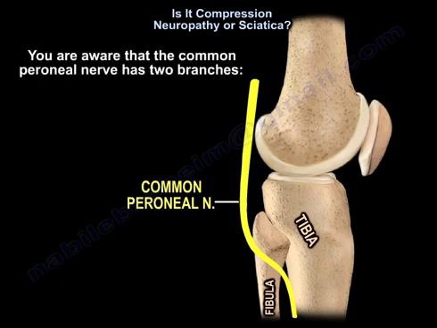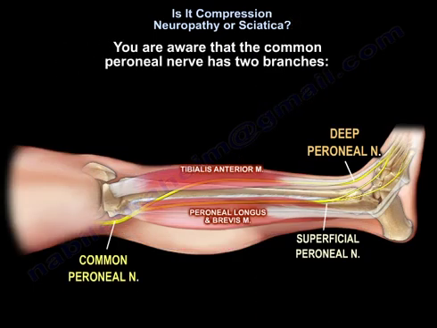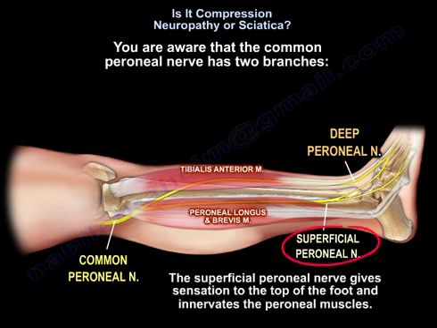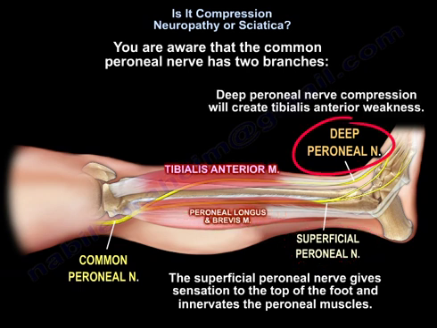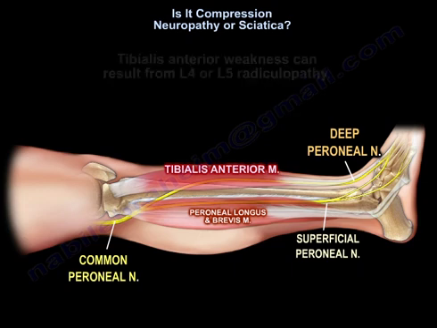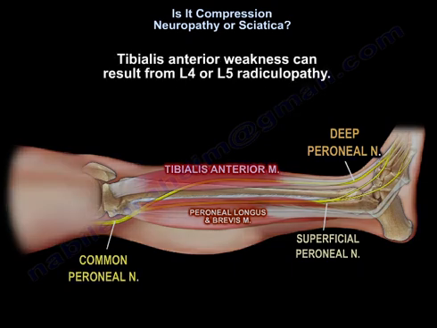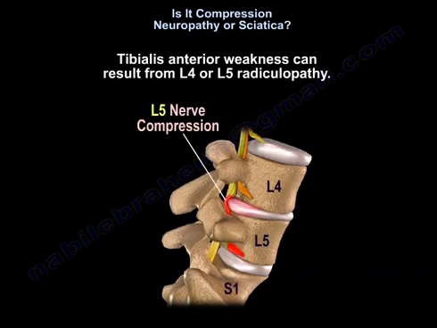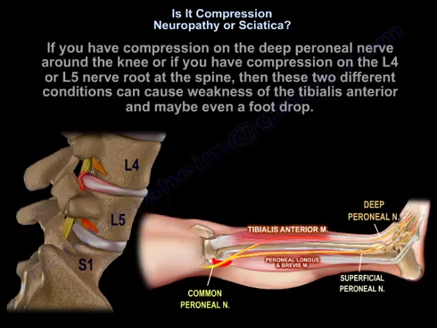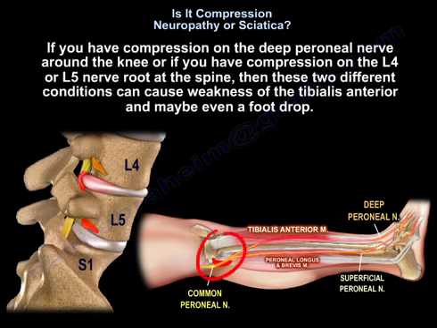You are aware that the common peroneal nerve has two branches: the superficial peroneal, which gives sensation to the top of the foot and innervates the peroneal muscles, and the deep peroneal nerve, whose compression will create tibialis anterior weakness. And that tibialis anterior weakness can result from an L4 or an L5 radiculopathy. So if you have a compression on the deep peroneal nerve around the knee, or compression on the L4 or L5 nerve root at the spine, these two different conditions can cause weakness of the tibialis anterior and maybe even a foot drop.